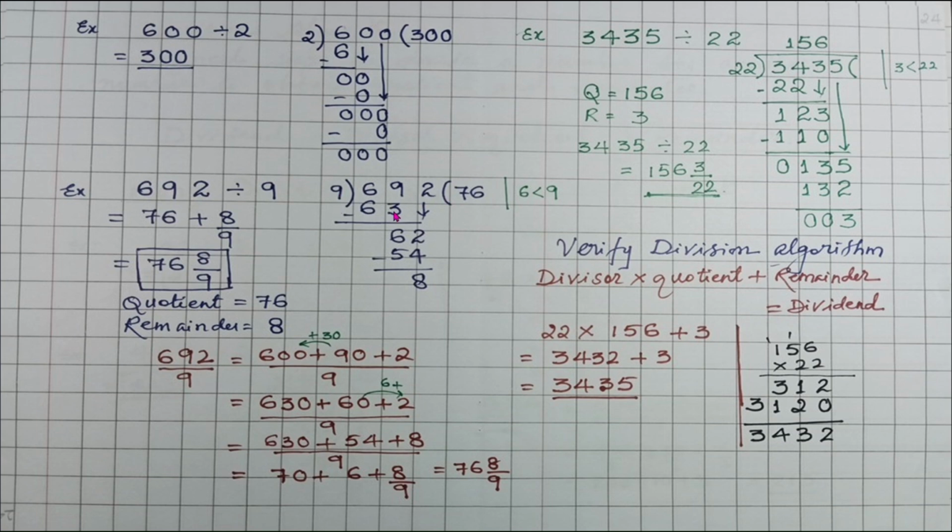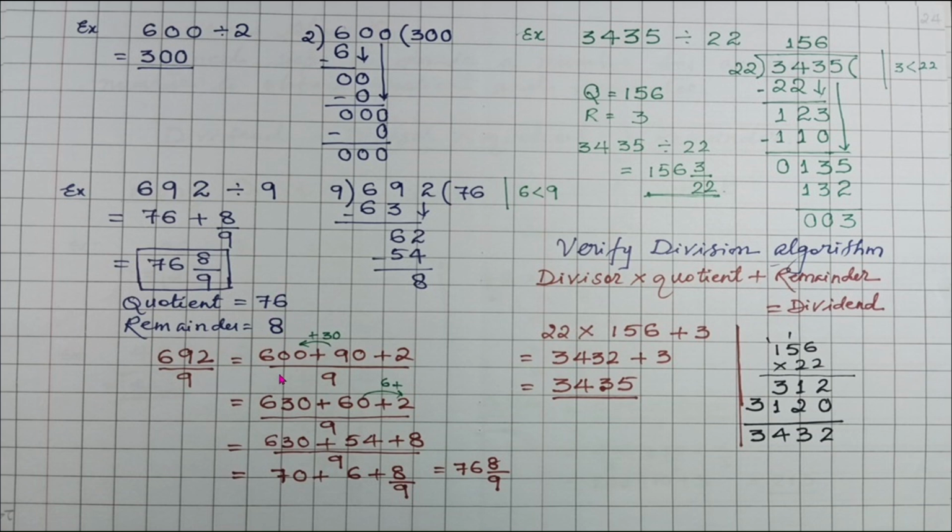So 9 sevens are 63, 69 minus 63 is 6, bring 2 down, again 62, again I go for a multiple of 9, 9 sixes are 54, and it should be smaller than 62. I cannot go for 9 sevens, which become 63, so I have to go for 9 sixes are 54, 62 minus 54 is 8, so I have 76 as the quotient and 8 as the remainder. So the answer for 692 divided by 9 is 76 plus 8 divided by 9, or 76 8 by 9. Here quotient is 76 and the remainder is 8.